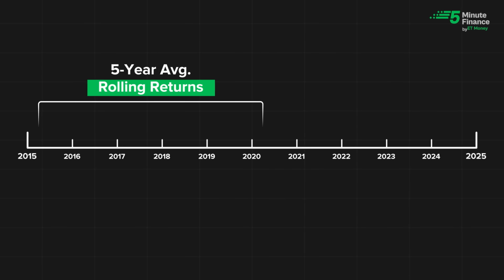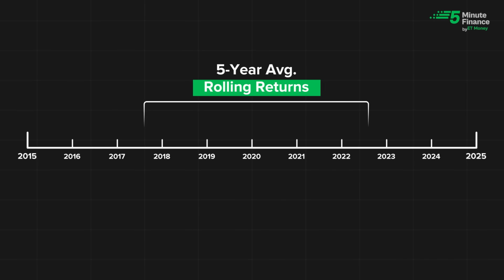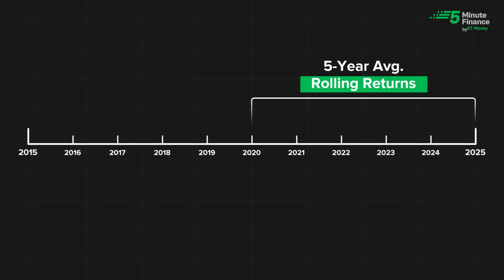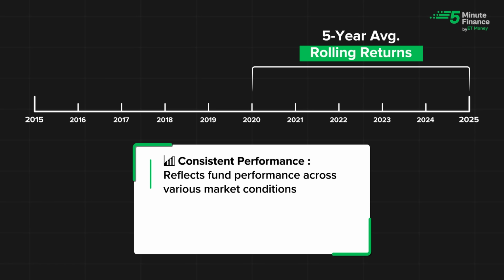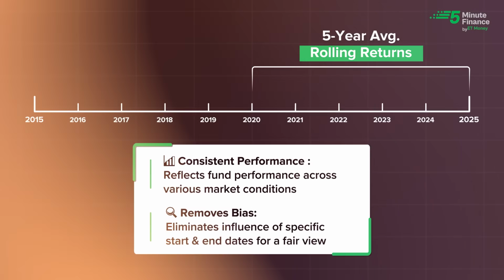Rolling returns, on the other hand, analyze multiple overlapping periods, like every 5-year period in the last decade, instead of just one fixed time frame. This gives a more consistent and unbiased picture of how the fund performs across different market conditions. It removes the bias of specific start and end dates and shows consistency over time, not just one lucky or unlucky period. Let's understand with an example.